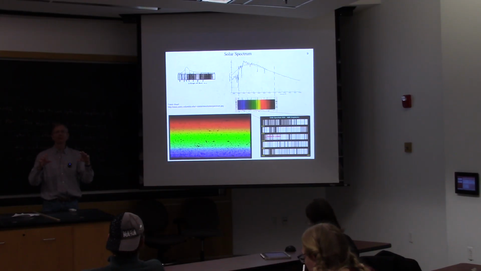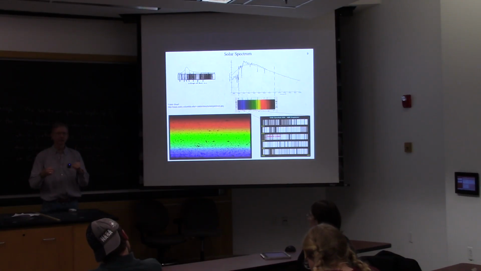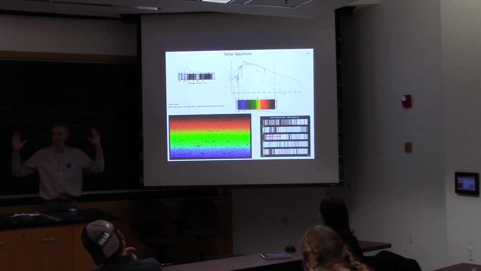Atoms absorb spectral line wavelengths from the light coming up from below, they remove them from the spectrum, and so you see absorption lines of those wavelengths. Does that make sense? That's kind of the astronomy 111 picture. All right?